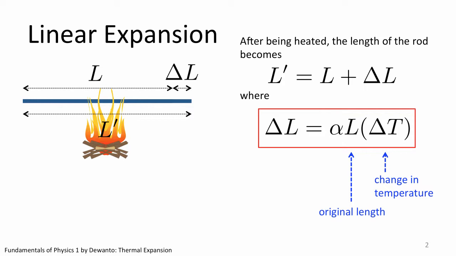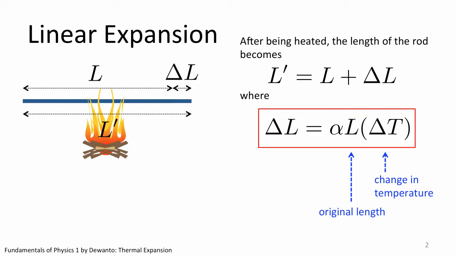But do keep in mind that there is a limit to this, because we already learned in the last lecture video that if we continue heating up the rod, its phase may change completely, and this equation is no longer making any sense. Furthermore, delta T could assume negative value. That is when the rod cools down. Negative delta T leads to negative delta L, which means that the rod contracts when it cools down.